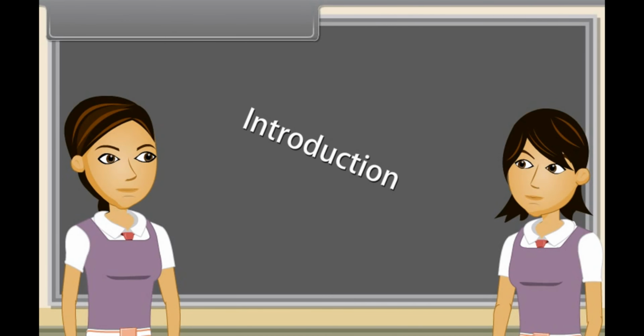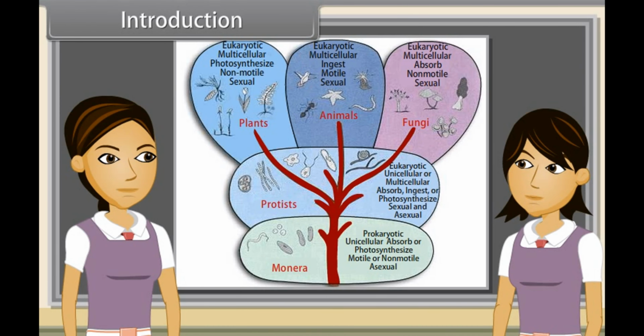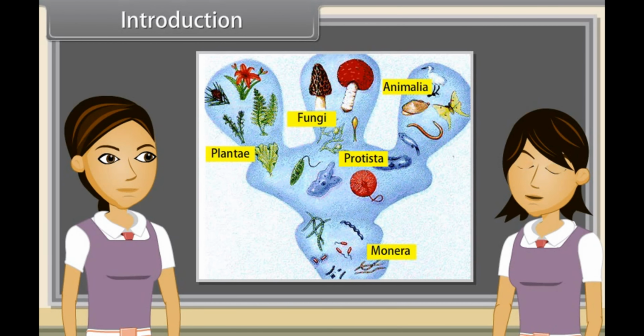Introduction. We have already discussed kingdom Monera, Protista and fungi. Now we'll study the rest of the kingdoms. Yes, they are Plantae and Animalia. We'll also discuss viruses, viroids and lichens.